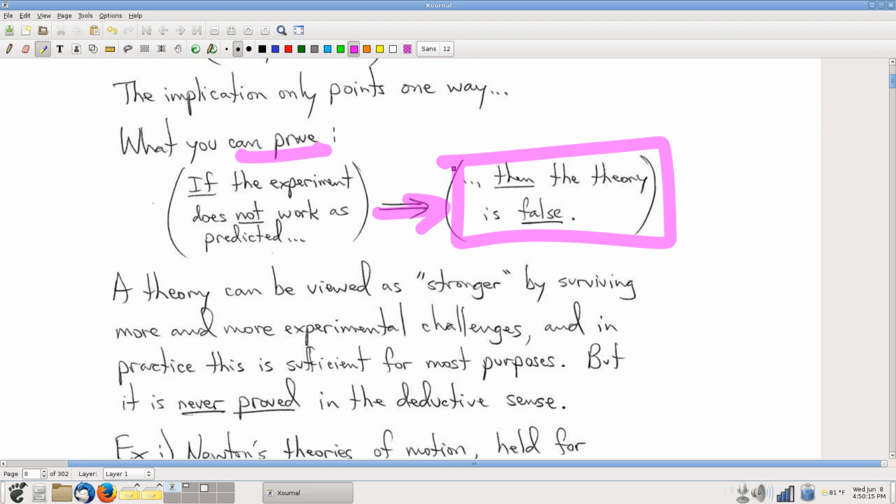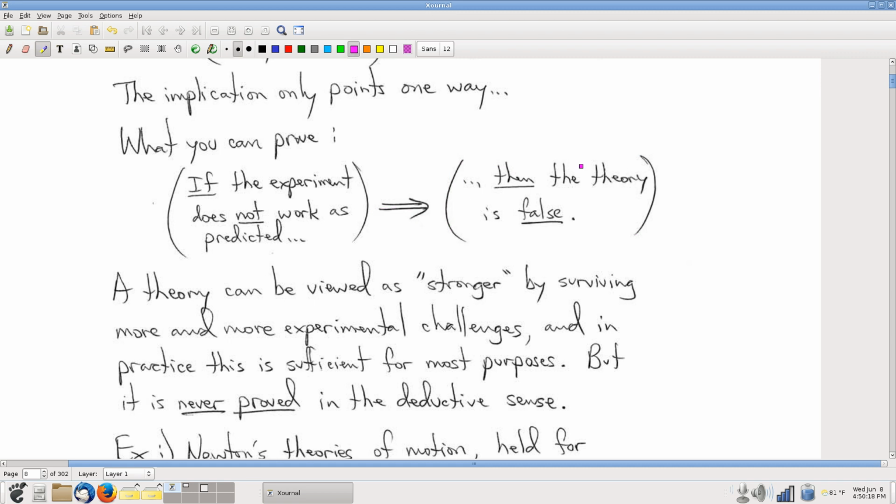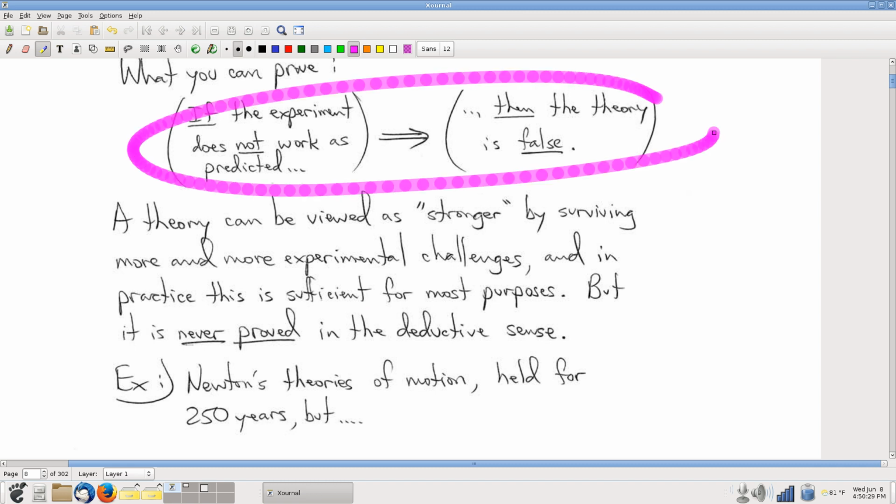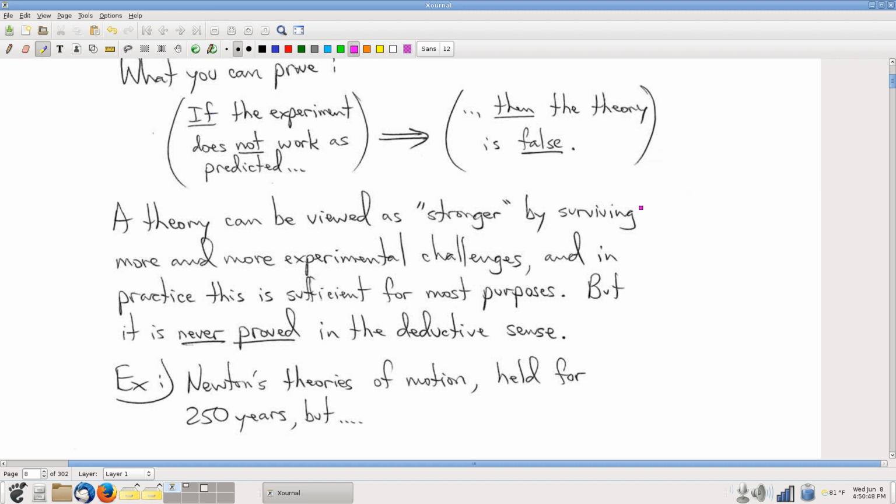So how do you actually make any progress in science? Well, while you can't deductively prove them, what you can do is view them as being stronger by surviving more and more experimental challenges, right? So the idea is every time you do an experiment, there's the possibility that that experiment will prove the theory false. And so the more times that the experiment does work as predicted, and by more times I mean the more different ways, the more different tests of the theory that the theory survives, then the more likely it seems that the theory might be true.